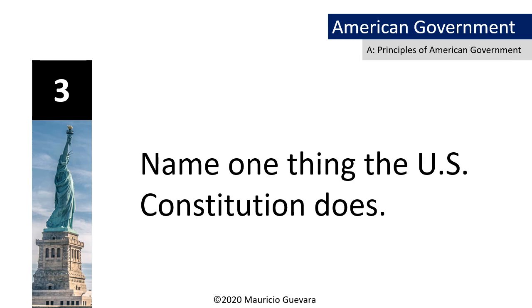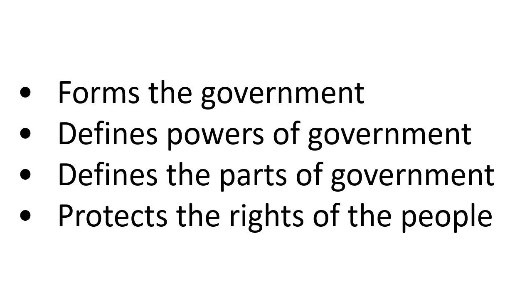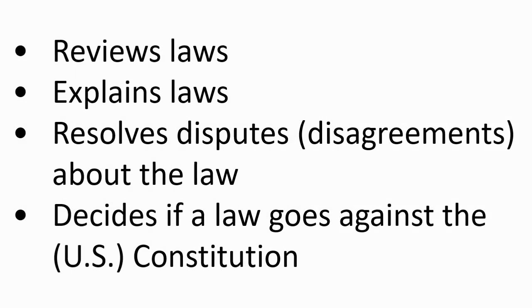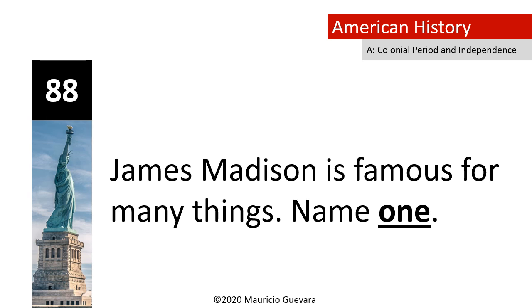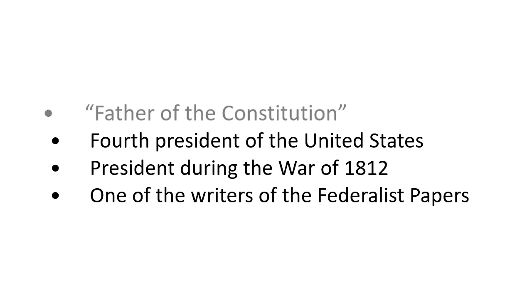Name one thing the U.S. Constitution does. Forms the government. What does the judicial branch do? Reviews laws. James Madison is famous for many things. Name one. Father of the Constitution.